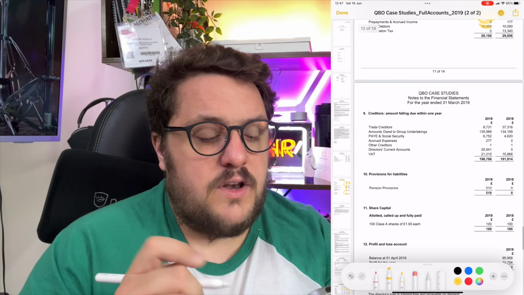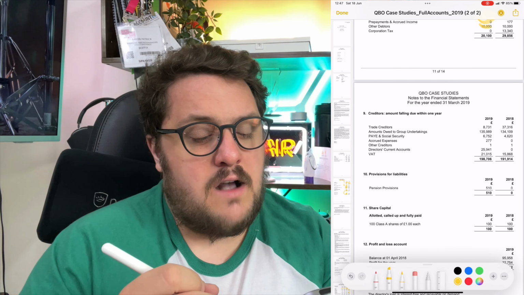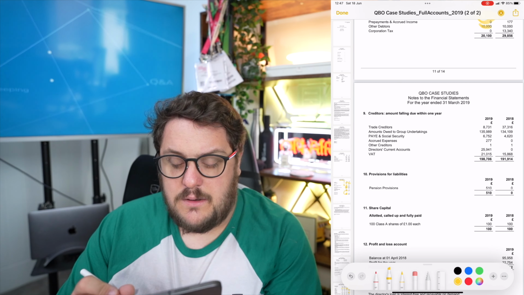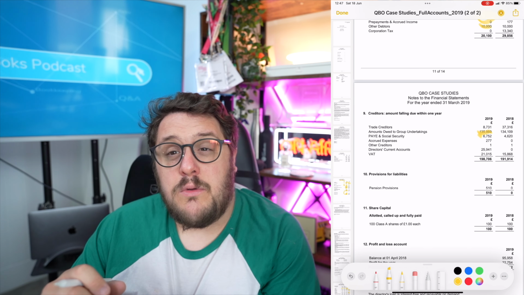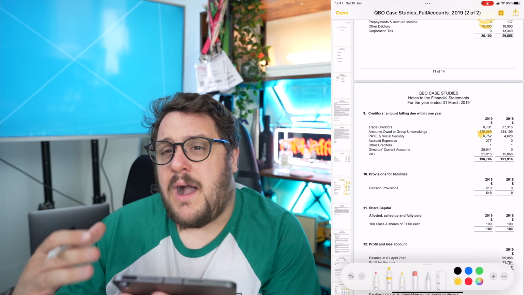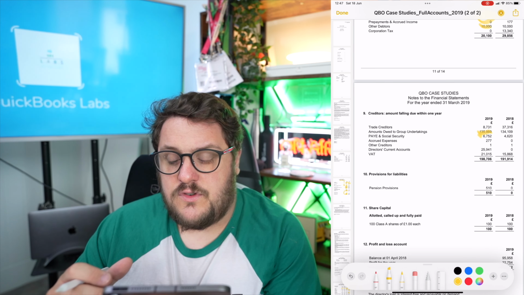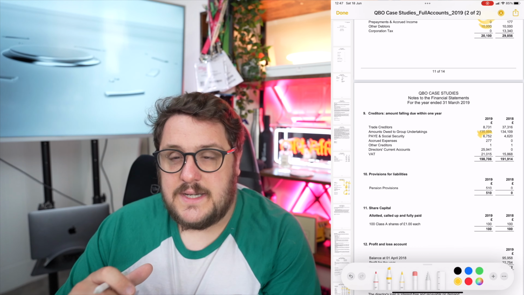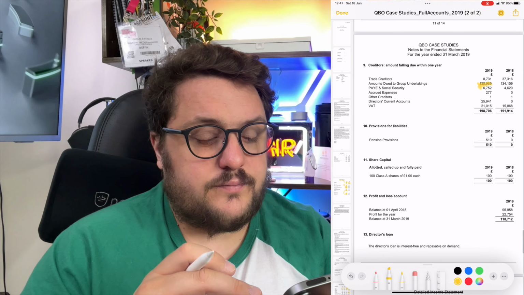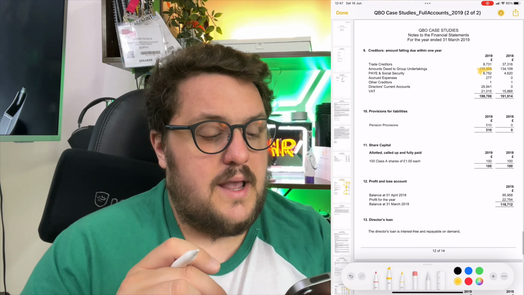Then we've got the other note, which is trade creditors, and then it'll break that down for us so we can see what that means. We've got, in this case, our group undertaking, so we owe money to our group company. We've got some trade creditors there. We've got some directors' current account there, which is money owed to the directors. And we've got VAT as well. And other taxes will be shown there as needed.